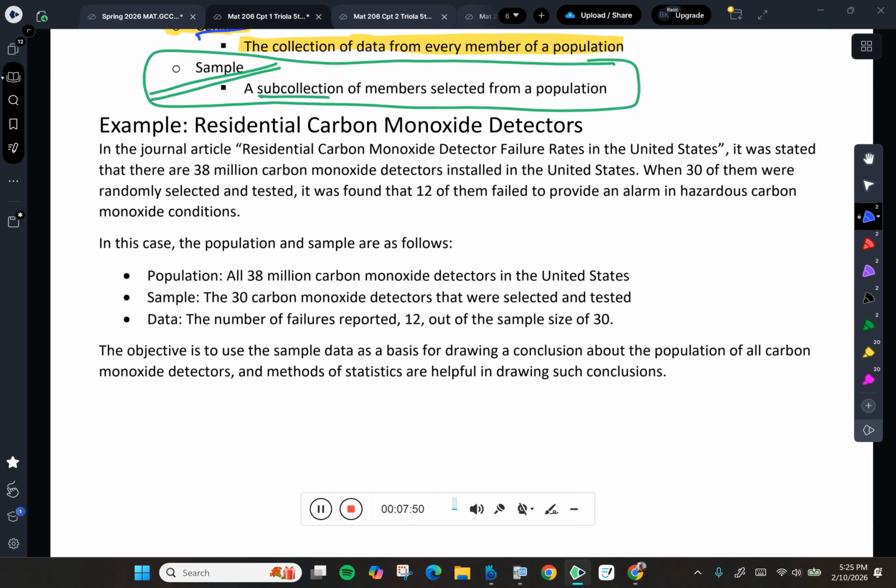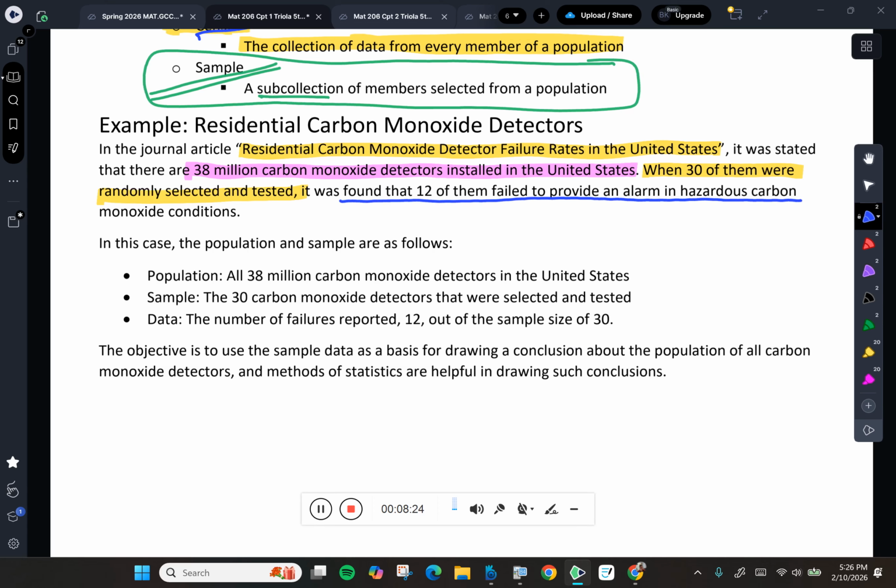Carbon monoxide detectors. There was a journal article recently that talked about the carbon monoxide detector failure rates. And it stated that there are approximately 38 million carbon monoxide detectors installed in the United States. And 30 of them were randomly selected, tested, and of those 30, we found that 12 of them failed to provide an alarm, meaning they didn't work right. Right? Well, what do each of those things that I just highlighted or underlined mean?